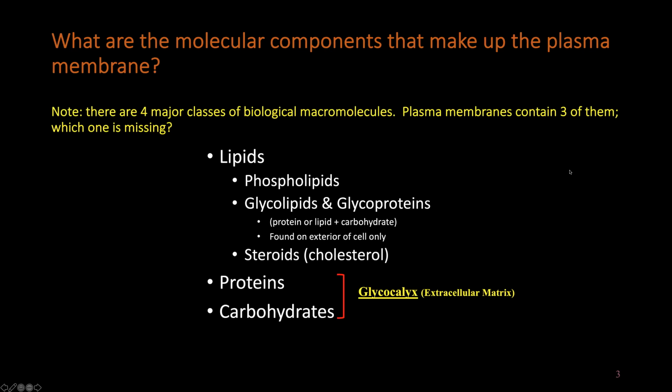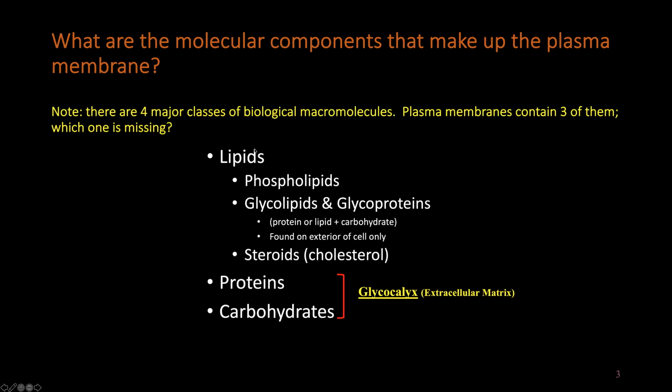Anybody want to guess? Fat. Remember when we talked about how most of the mass of a cell is made of these 4 different components, and 3 of them are lipids, proteins, and carbohydrates. What's the one that's missing? What's the genetic material? Nucleic acids. Nucleic acids are involved in replication of life, but they're not involved in membranes.